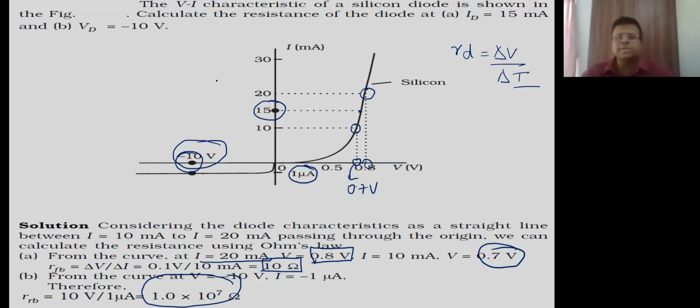So dynamic resistance is very high, of the order of mega ohms, when you are reverse biasing the diode, and it is very small when you are forward biasing the diode. So it's a small data related problem to confirm what the values of the dynamic resistances are.